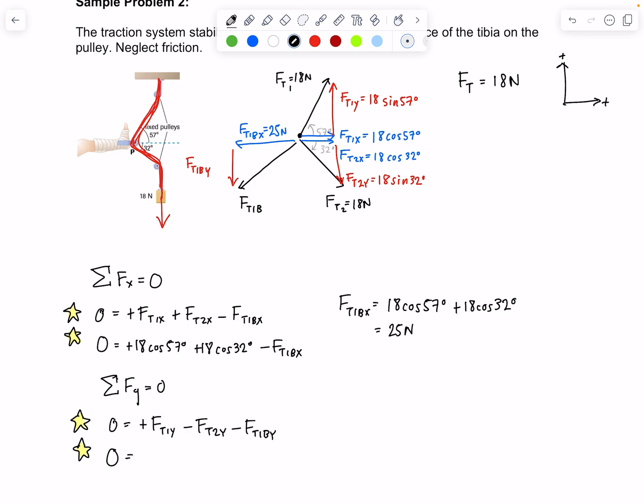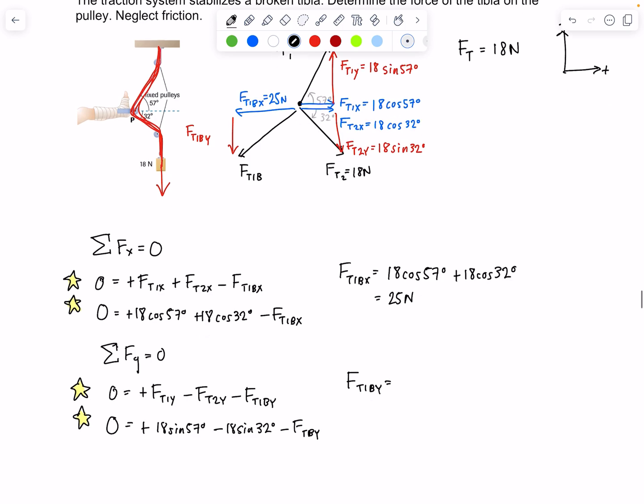So 0 equals plus 18 sine 57 minus 18 sine 32 minus force of tibia y. If we rearrange, the force of tibia in the y direction is plus 18 sine 57 minus 18 sine 32. If we calculate this, we end up with 5.6 newtons.